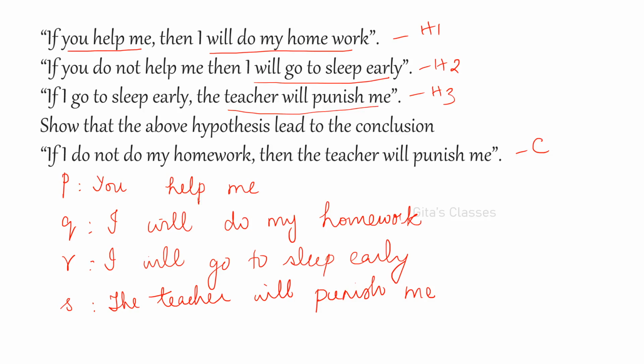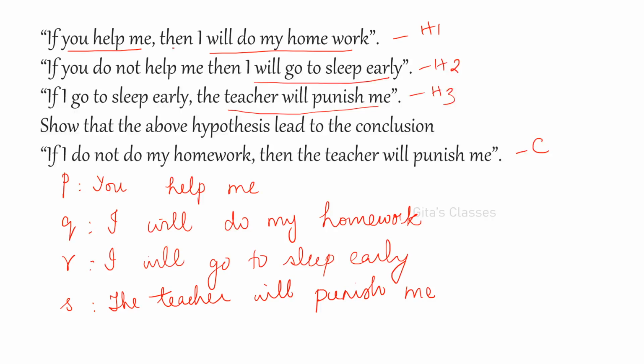Now these are the names we have assigned: P, Q, R, S. Now try to write the premises in terms of logical expressions. First one is: if you help me, then I will do my homework. So if you help me, that is if P, then I will do my homework, Q. So the first premise is P conditional Q. Right? This is our H1.